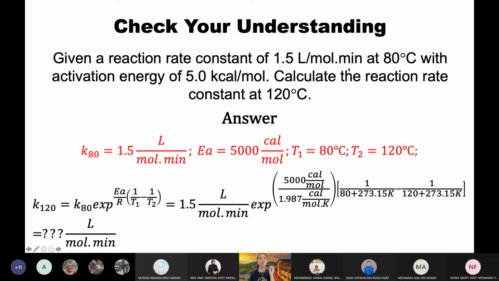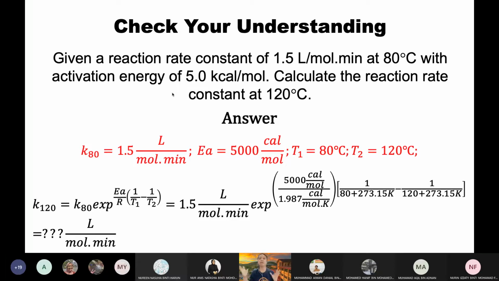So kalau kamu perasan dalam bentuk dimension is 1 per concentration time. So kalau kamu ingat, kalau dimension K tu 1 per concentration time, most likely dia adalah second order reaction. Tu je. Tapi kita tak tahu lah rate law dia apa. Tapi kita tahu dia adalah second order reaction. So this K 1.5 ni adalah pada 80 Celsius. Okay. Dia beri activation energy 5 kilocalorie per mole. Yang contoh ni dia beri dalam bentuk kilocalorie.